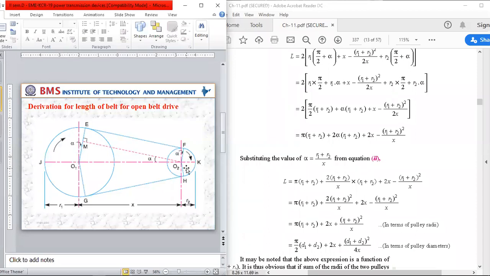And for the smaller pulley, it is 180 minus 2 alpha. So 180 plus 2 alpha is for the larger pulley, and 180 minus 2 alpha is for the smaller pulley in the case of open belt drive. Whereas in the case of cross belt drive, what we have learned is that both the pulleys have the same angle of arc of contact, or angle of contact. The same angle of contact will be there on both the pulleys.